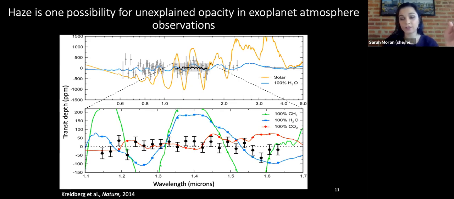If you look at the top plot, that yellow line is what a clear hydrogen-helium atmosphere would look like. And so the black data points clearly rule that out. But then if you move to the bottom plot, when we're looking at a methane or CO2 or water atmosphere, the points are actually kind of ruling those out too. It's far too flat. We're not seeing the signature of any of those kinds of atmospheres.